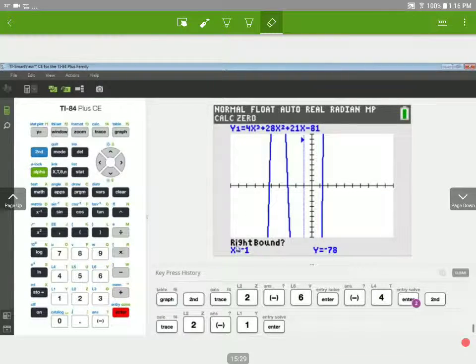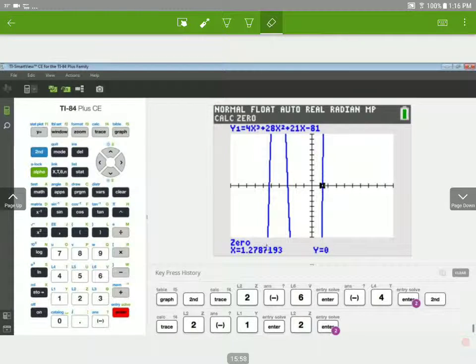Okay, then it says right bound. 2, okay, 2 is to the right of it. That works. Cool. And that's your other one. What you got? It doesn't say right bound. Okay, it says guess. Hit enter one more time. There it is, negative 30. So that's one of them. That's that one right there that's highlighted.